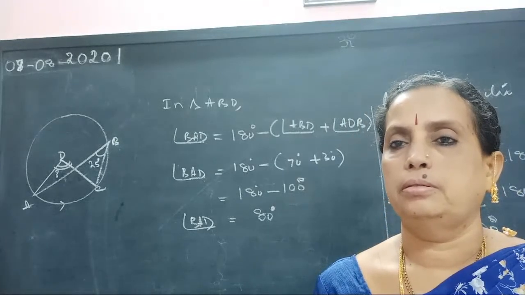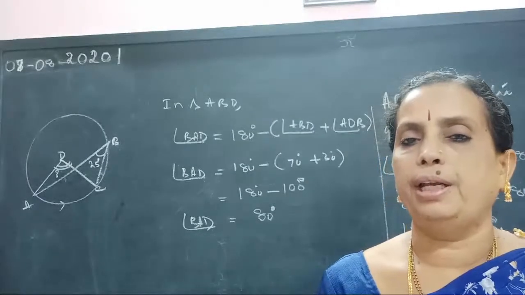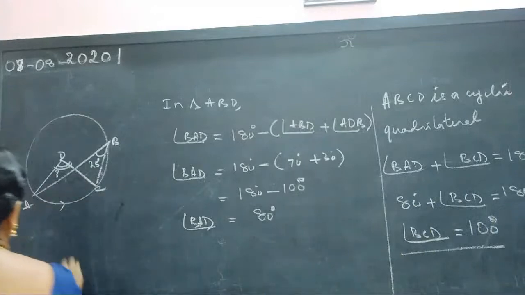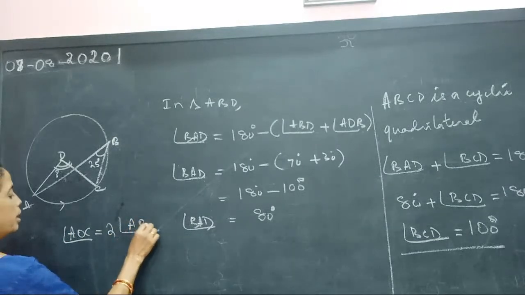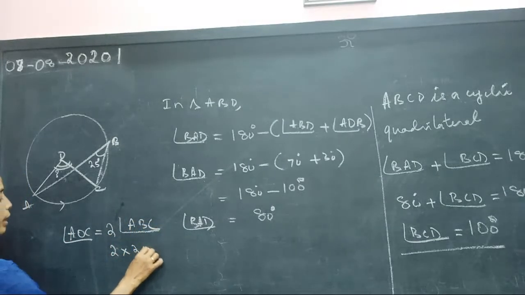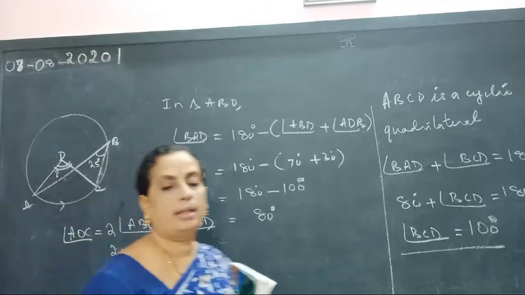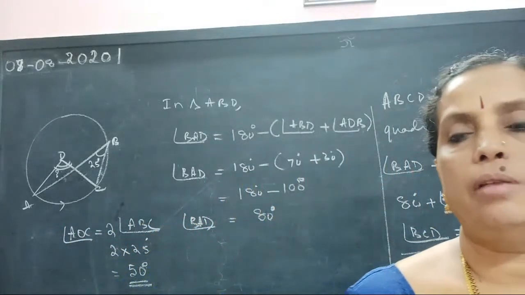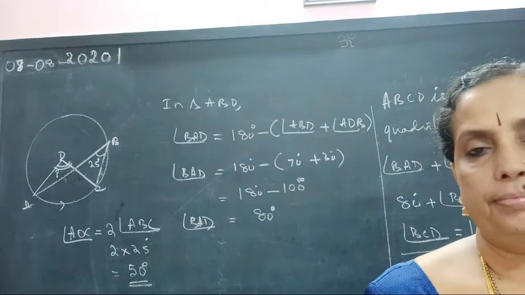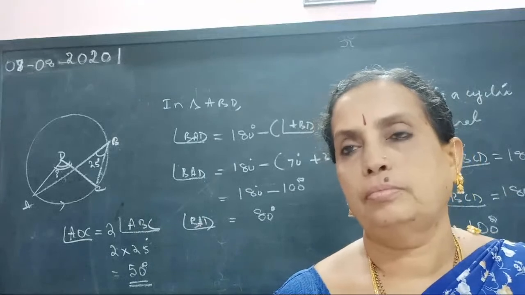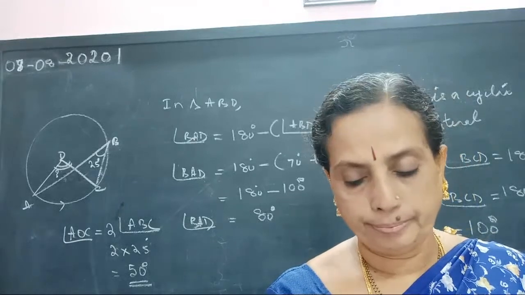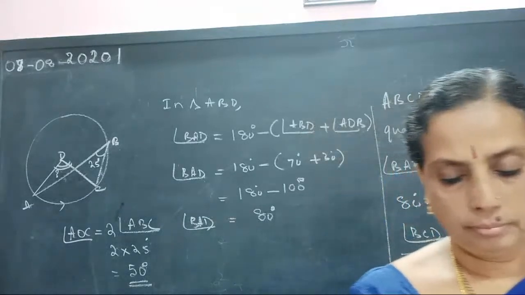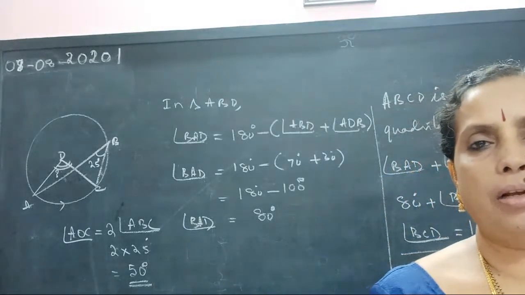It is 50 degree. Write the reason. Angle AOC equals 2 times angle ABC, that is 2 into 25 degree is 50 degree. Write the reason in the bracket. Theorem 10.8. Yes, central angle theorem. Just give me the answer orally.